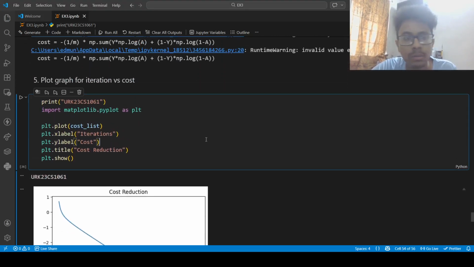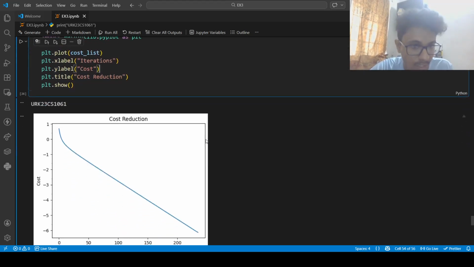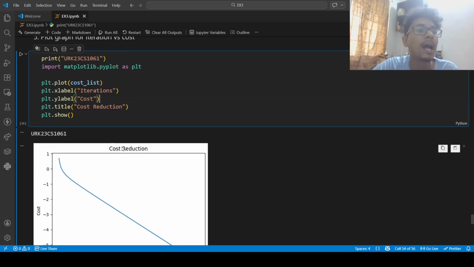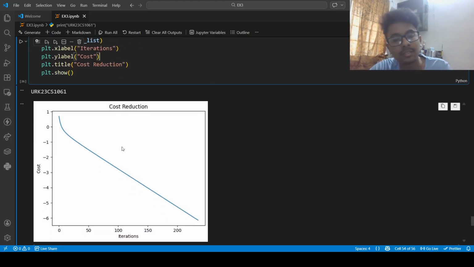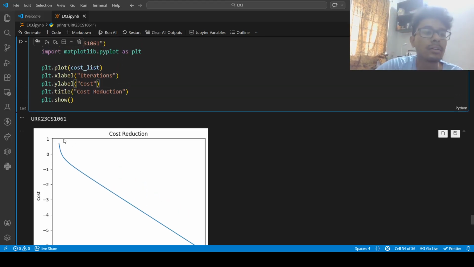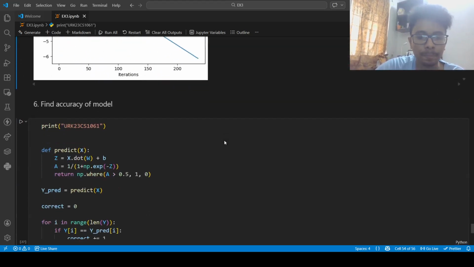When you see the graph, we have performed almost 1000 iterations and we have plotted a graph between iterations and cost. Yes, the x-axis is iterations and the y-axis is cost. For this, the graph goes linearly downwards. That is the inference we get from here.